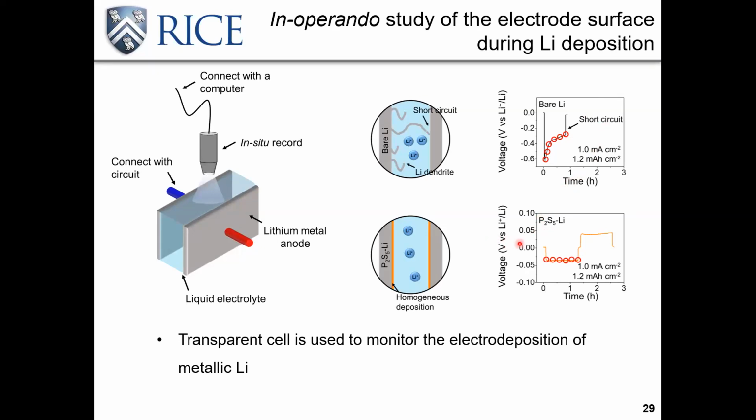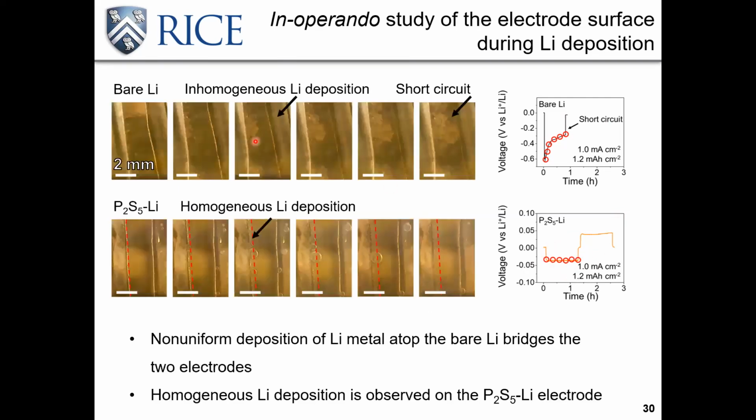However, for the P2S5-coated lithium, there is a much smaller potential compared with the bare lithium, and no short circuit happens in the cell. Based on the imaging shown at different stages, for the bare lithium electrode we can see inhomogeneous lithium deposits, as shown here. At last, it caused a breach between the two electrodes and caused the short circuit, as we see in the voltage profile.